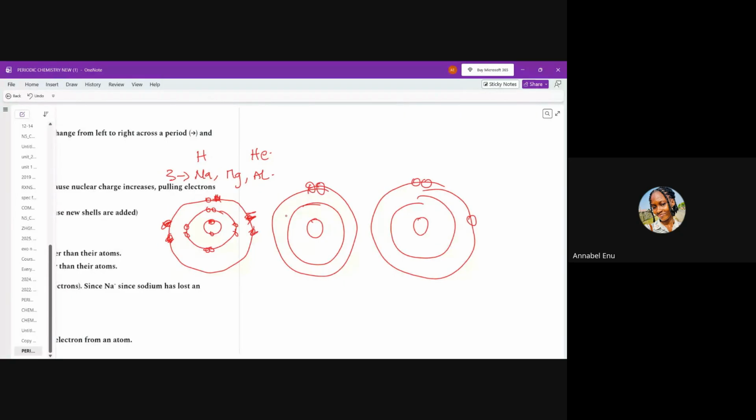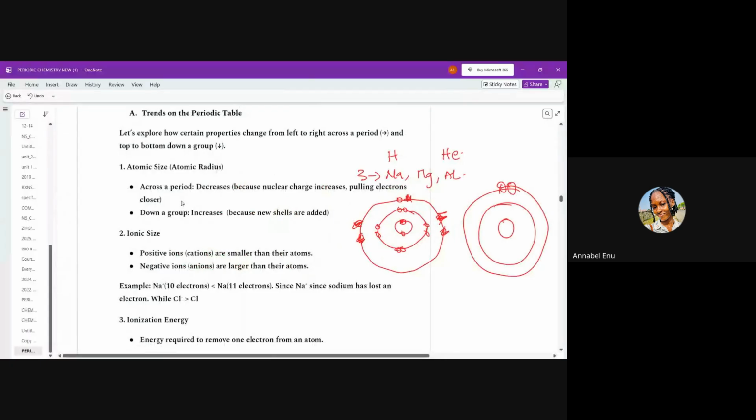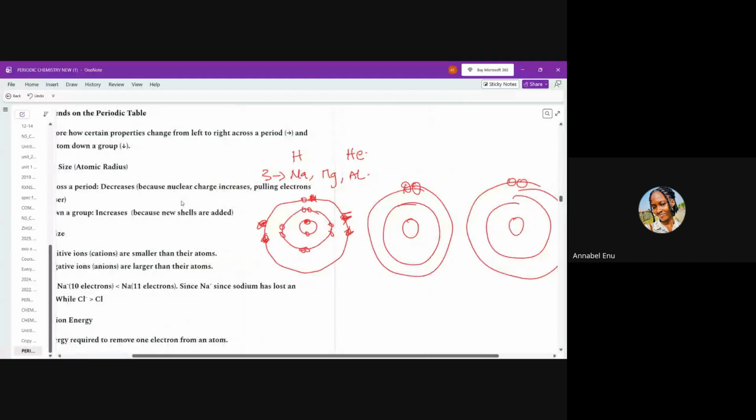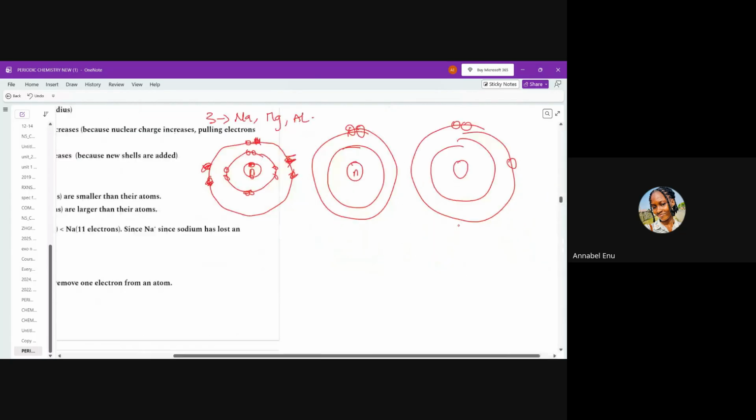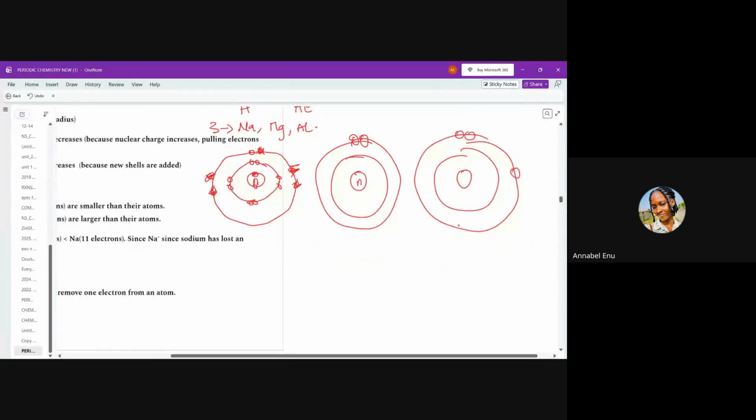Okay, now why is it decreasing? Their number of shells is the same, but because the number of protons is increasing, their positive charge is increasing, and so electrons are pulled closer and closer to the nucleus, which is the inner part. So that is what happens there.